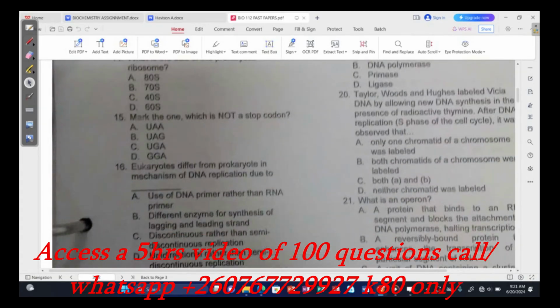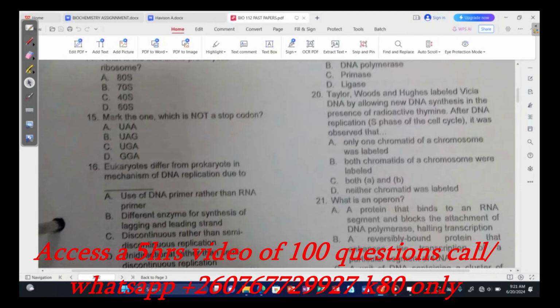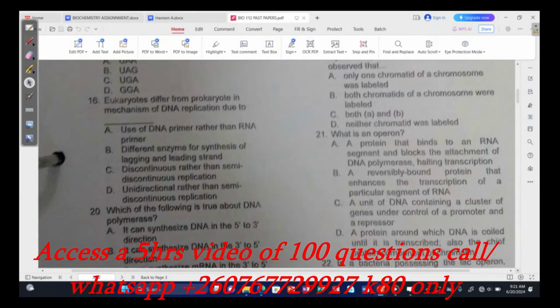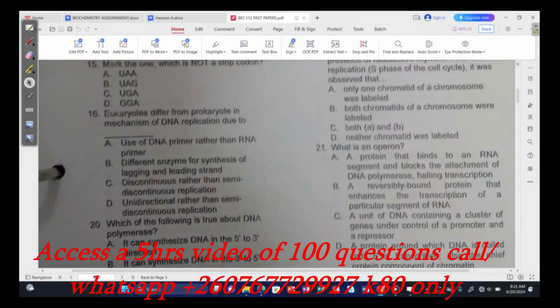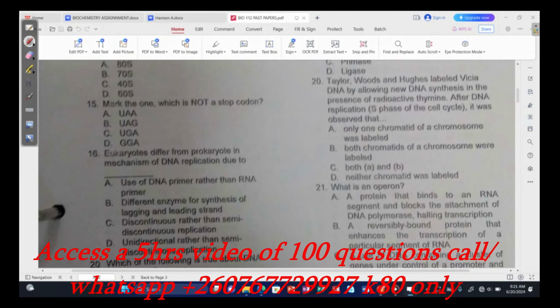20. So we have another 20. Remember previously we had another 20, but this question is different from the 20 we have here. So 20 reads: Taylor, Woods, and Hughes labeled Vicia DNA by allowing new DNA synthesis in the presence of radioactive thymine. After DNA replication, that is during S phase of the cell cycle, it was observed that... These were scientists, Taylor, Woods, and Hughes.